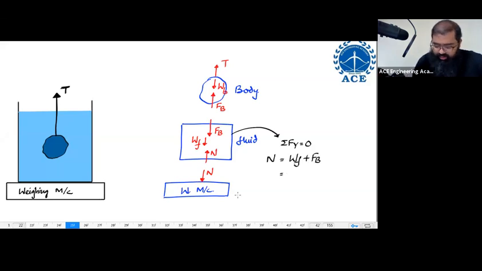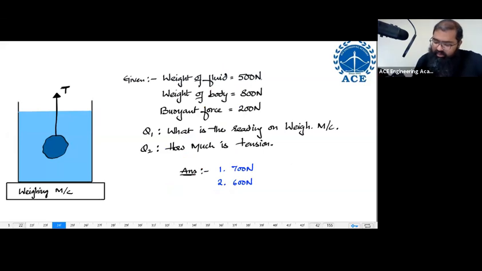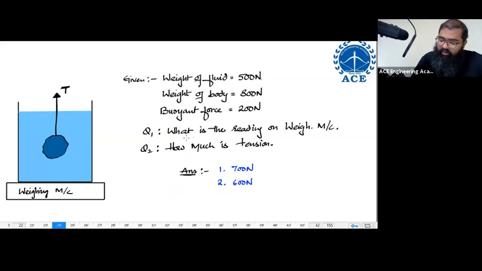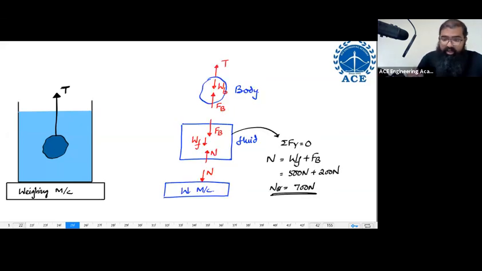Now how much Wf did I give? How much was Wf? 500. Fb? 200. Wf is 500 newtons. Fb over here is 200 newtons. This is equal to how much? 700 newtons. This is your normal. I asked you question number 1: what is the reading on the weighing machine? I told you that the weighing machine should read normal. Therefore, this is the answer for question 1.